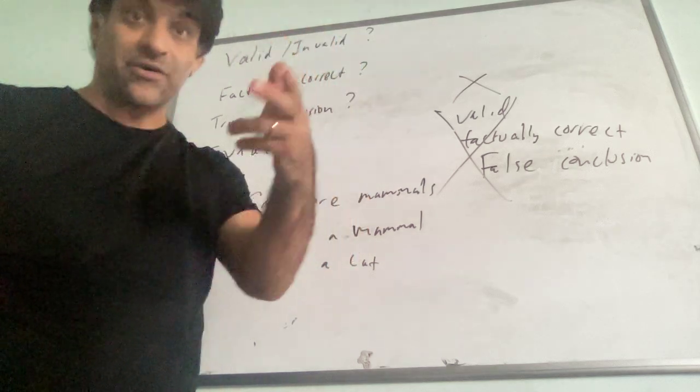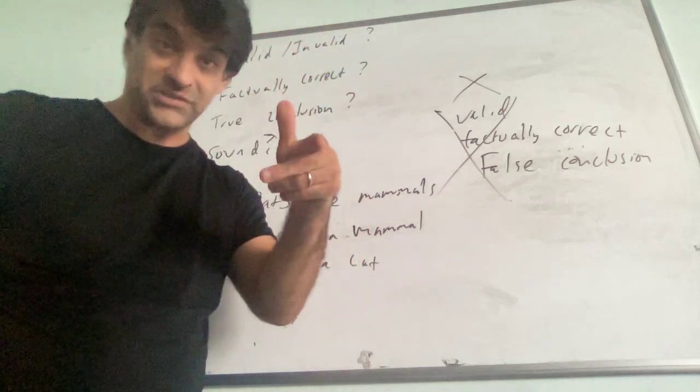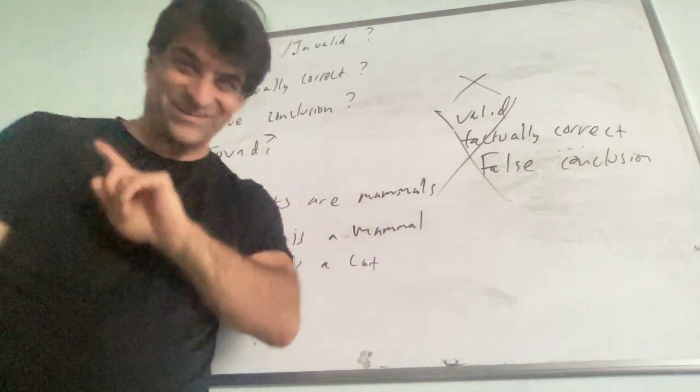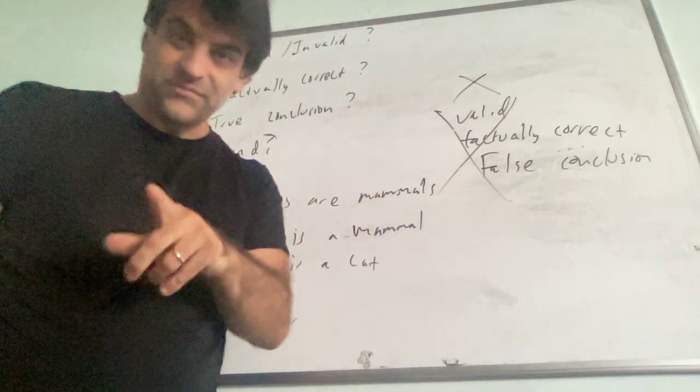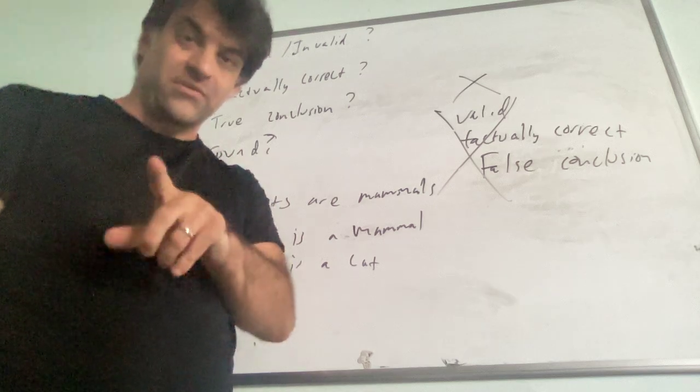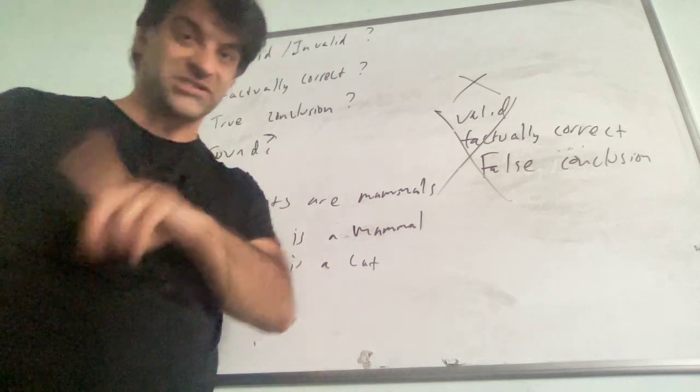So all valid arguments with true premises have true conclusions. The reverse is not true, right? This is a theme. Not all arguments with true premises and a true conclusion are valid. Some of those are invalid.